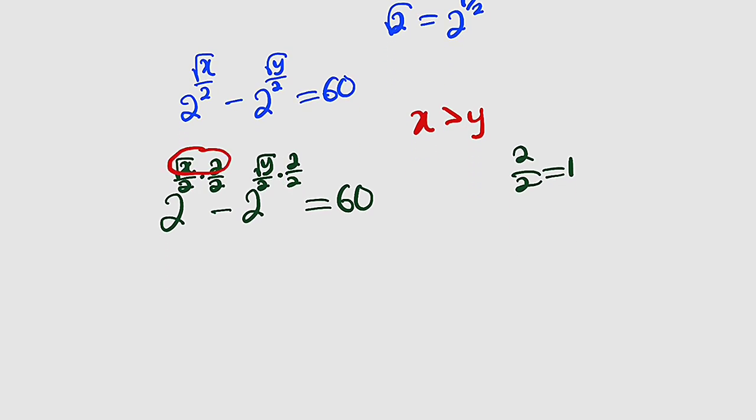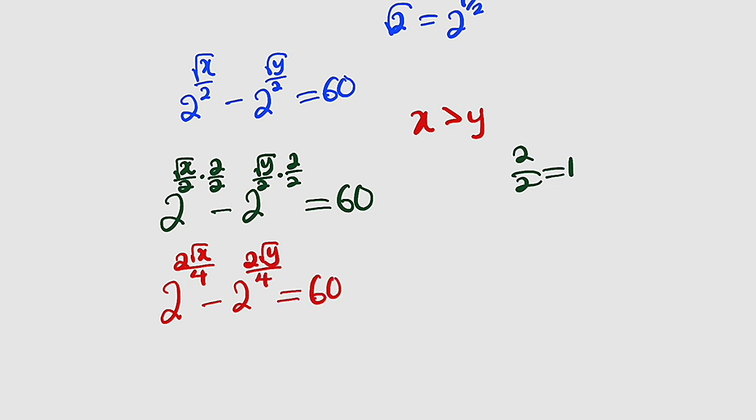Once you multiply these two together, you have 2 root x, right? So this is 2 raised to the power of 2 root x divided by 2 times 2, which is 4. Do the same thing here: 2 raised to the power of 2 root y divided by 2 times 2, which is 4. This remains equal to 60.